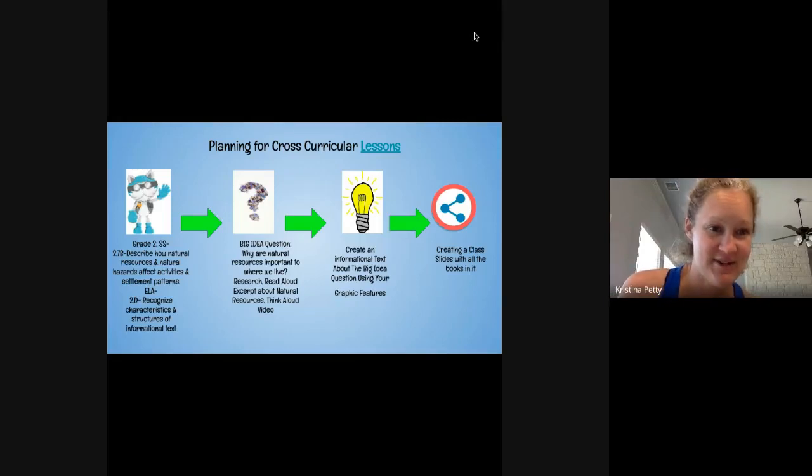moving on to the next one. Okay, so this is an example, okay? And so the TEK is to describe how natural resources and natural hazards affect activities and settlement patterns. And so this is one of those TEKs that I was talking about.